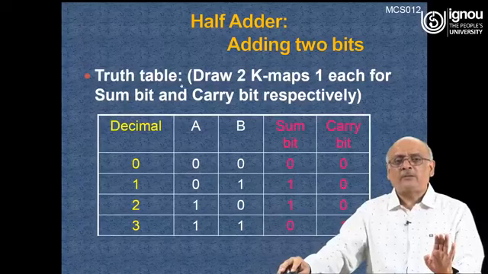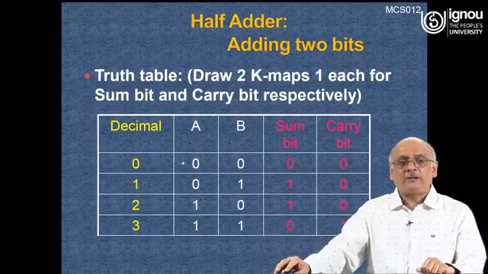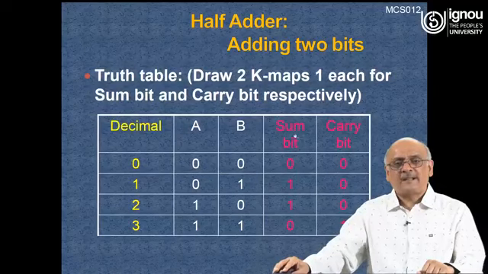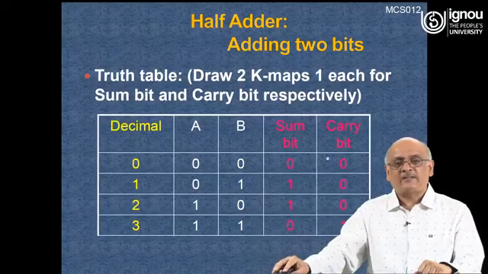What should the truth table for this half adder be? It will require just 2 K-maps, one for the sum bit and one for the carry bit. There are only 2 inputs, A and B, and the sum bit is 0, 1, 1, 0. Unfortunately, when you draw the K-map for this, A on one side and B on the other, there will not be any adjacency; the ones are just across from each other.